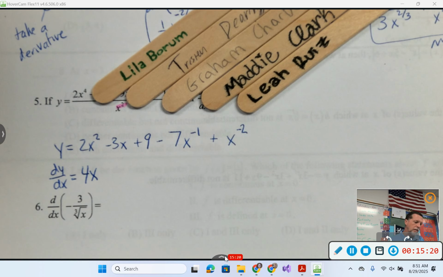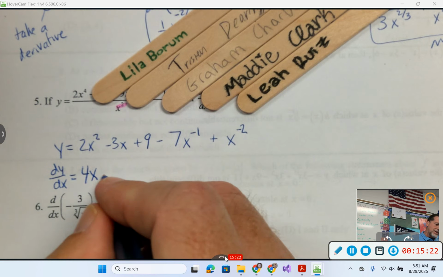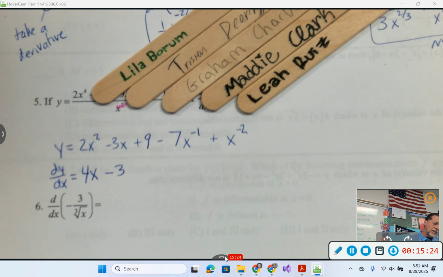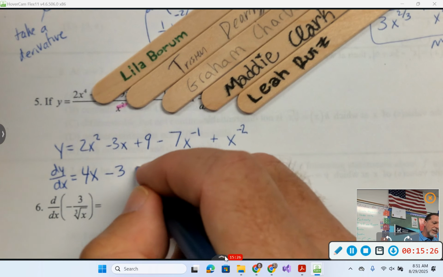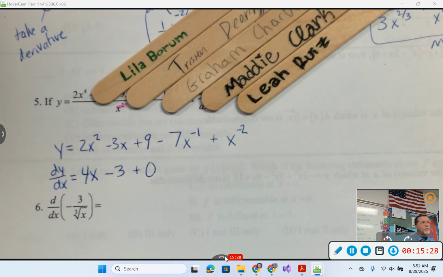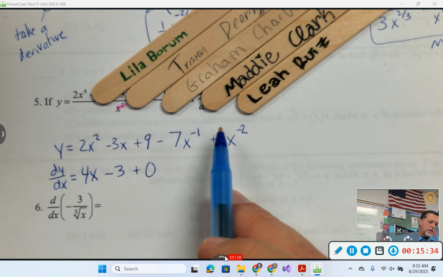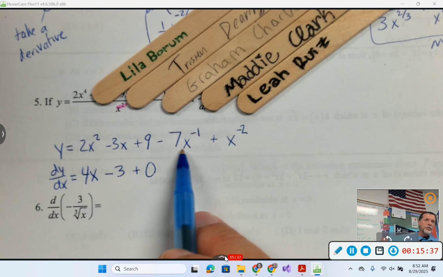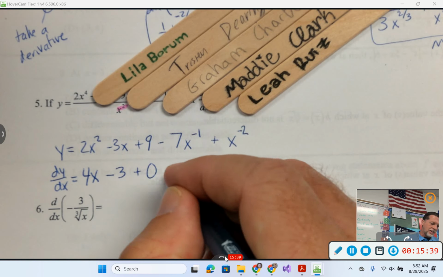4x. Tristan, the derivative of negative 3x. Good. Graham, the derivative of 9. Again, don't have to write it, but I'm going to keep writing it, at least today, in case you go back to check your notes, you'll remember where stuff comes from. Maddie, things are getting a little tricky here. 7x to the negative... Very nice.